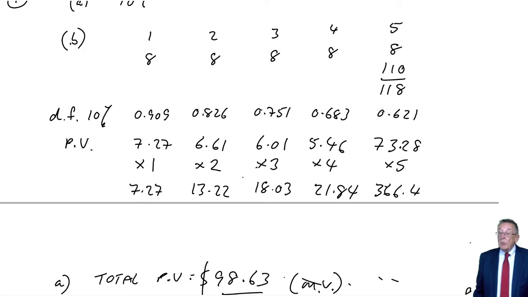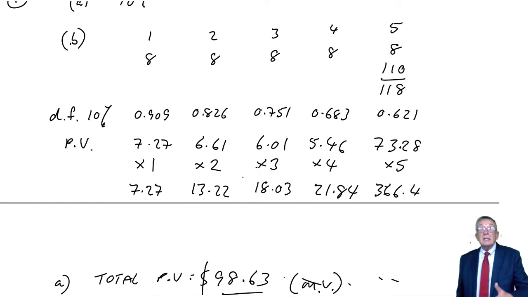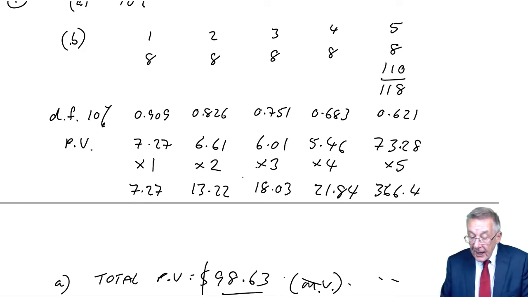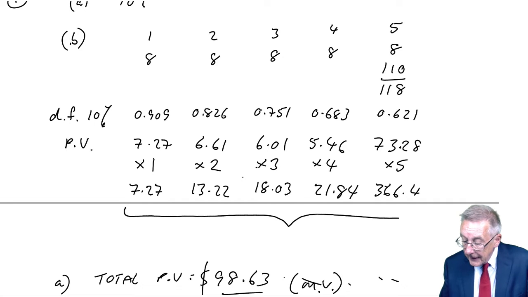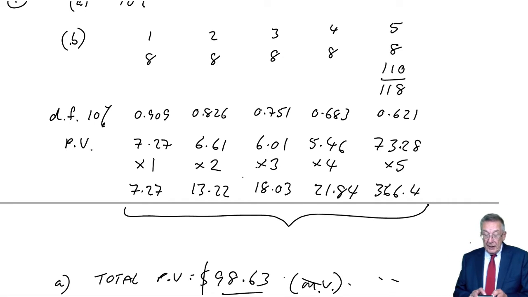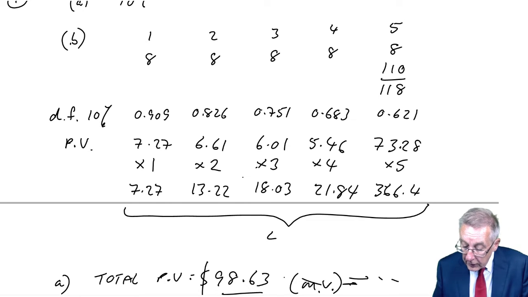So, as I say, I've yet to explain why, but arithmetically, I hope you're clear about the rule. You've got the present values at the current gross redemption yield. You multiply by the time period. We add those up. And the total now: 7.27, 13.22, 18.03, 21.84, 366.4. I get 426.76.